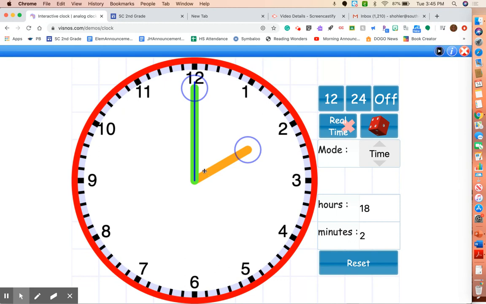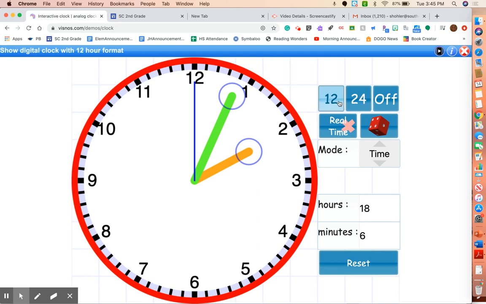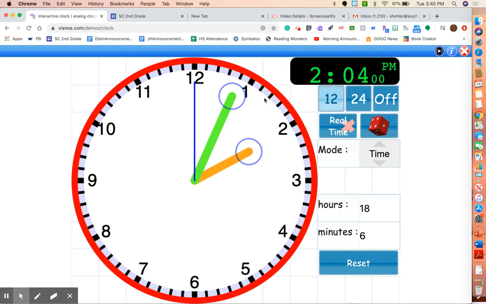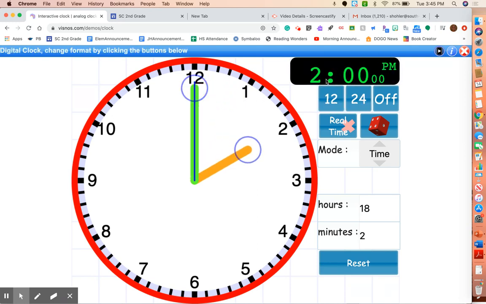Tell me what this hand is. I hope you said hour hand. This is the what hand? The minute hand, and that little blue one. Does anyone remember what that little blue one is? It's called the second hand. This clock right here that's in the red is an analog clock. And this clock over here is a digital clock.